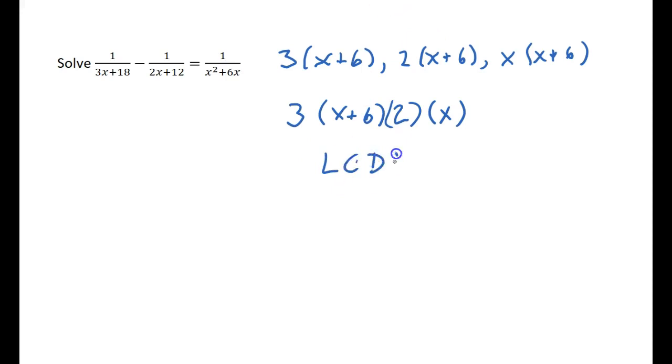So that is our LCD. LCD is 6x times x plus 6. And that means that x cannot be negative 6. Otherwise, these denominators would all go to 0. And we don't want that to happen. So let's keep that in mind as we solve, okay? All right, here we go.